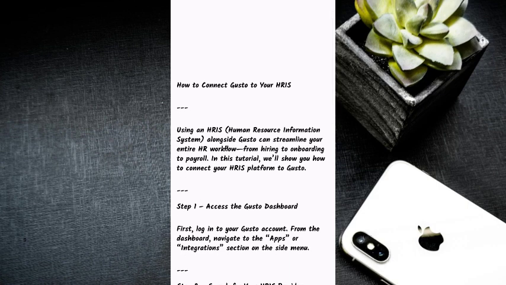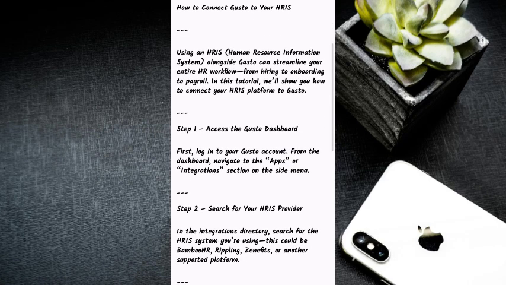First things first, you've got to log into your Gusto account at gusto.com, and from the dashboard, navigate to the apps or integration section on the side menu. Step 2, search for your HRIS provider. In the integration directory, you want to search for the HRIS system that you're using. This could be BambooHR or Rippling or Zenefits, or any other supported platform.